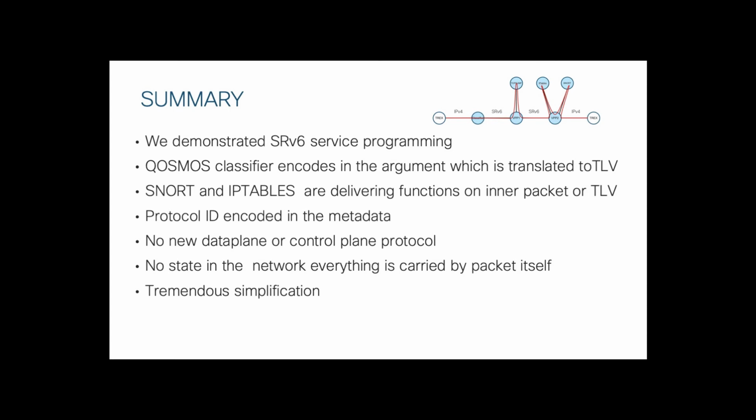In this demonstration, we have shown real SRv6 network programming. The classifier encodes protocol type into the argument of an SRv6 function. This argument gets translated into a TLV, and the OPEC TLV is then used for other decisions by other virtual functions in a chain. This concept significantly simplifies the way we can apply different network functions on the packet without programming any state anywhere in the network.